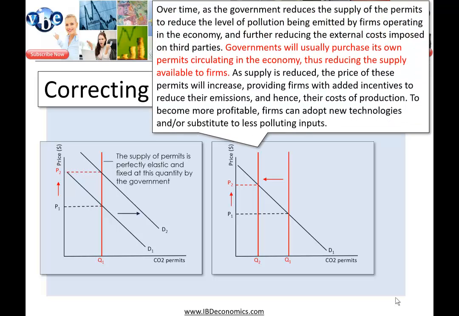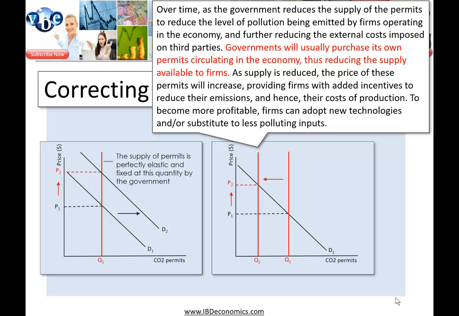Now, over time, the government can reduce that supply of permits. So we shift from Q1 to Q2. The total number of CO2 permits out there in the economy is reduced over time. And that's going to reduce the level of pollution being emitted by firms operating in the economy. And this is going to further reduce the external costs imposed on third parties.